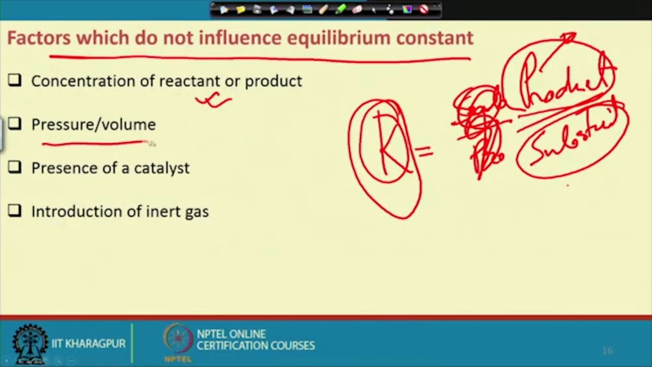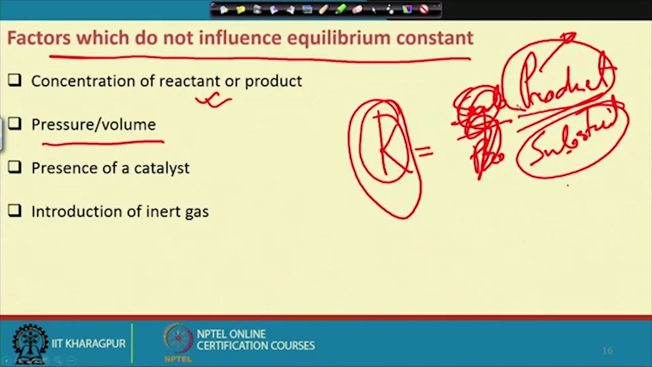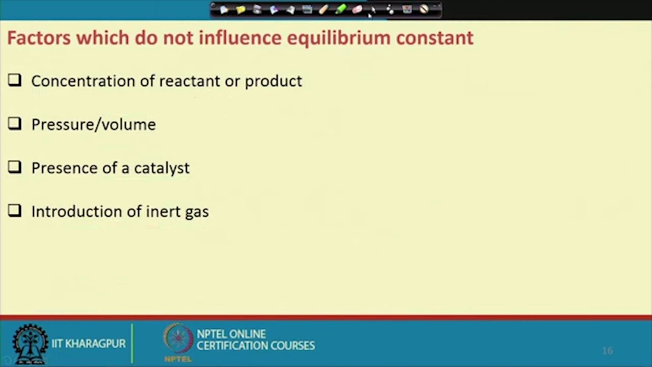The pressure and volume do not affect this. So concentration doesn't affect much. As this changes, this also changes, and then ultimately they will be constant. The concentration does not affect the equilibrium constant, and pressure and volume also do not affect the equilibrium. The presence of a catalyst also does not affect it, and introduction of an inert gas will also not affect the equilibrium.